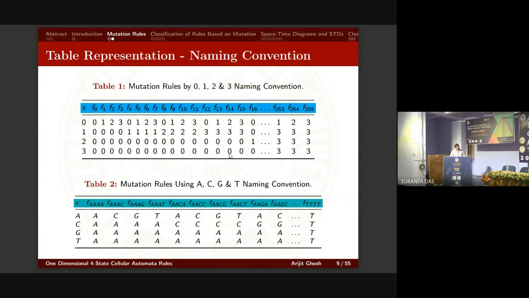Here I represent all the 256 mutation rules, explaining only one. For example, consider the rule FAAAA, the first one. Read from bottom to top, which suggests that the nucleotides C, G, and T are mutated to A, and A goes to A, that means A remains unmutated. Its corresponding decimal representation is given there by F0, that is 0000. So in this table I represent all the 256 possible mutation rules.